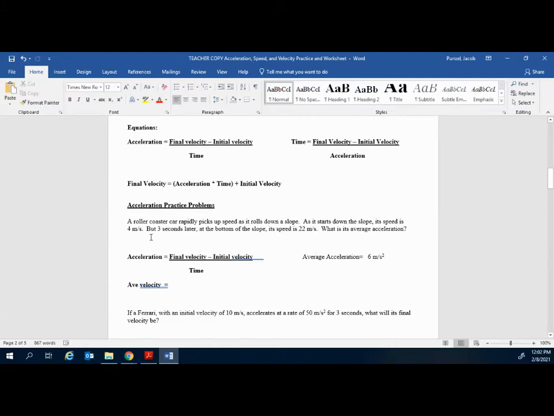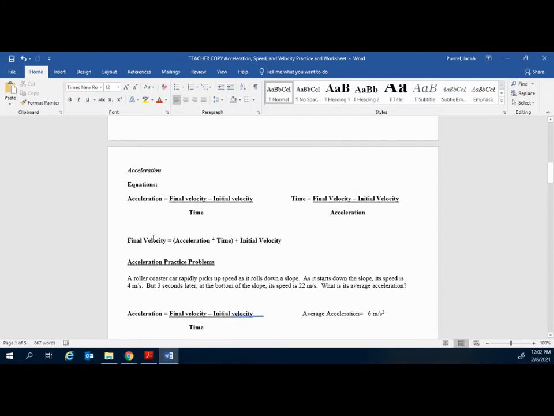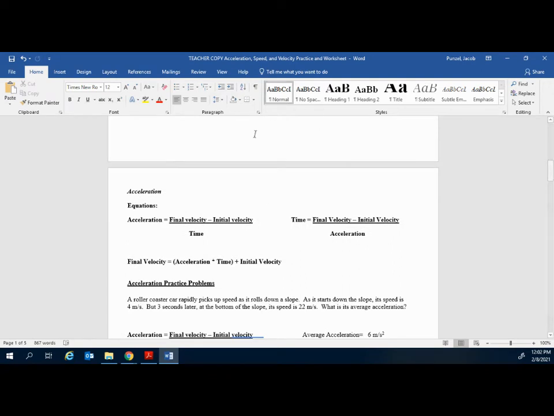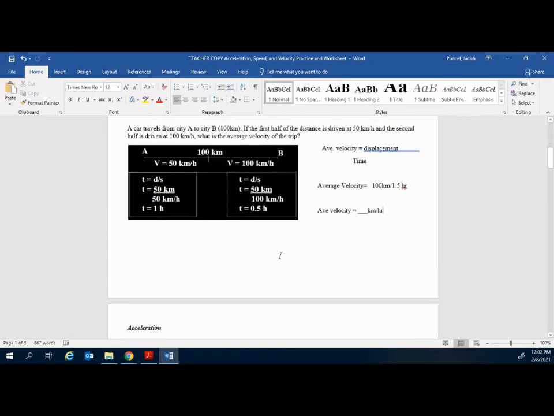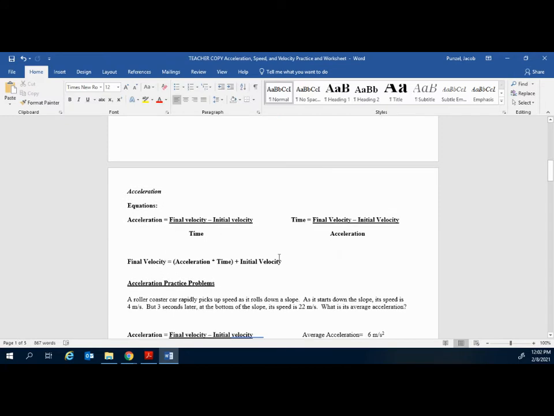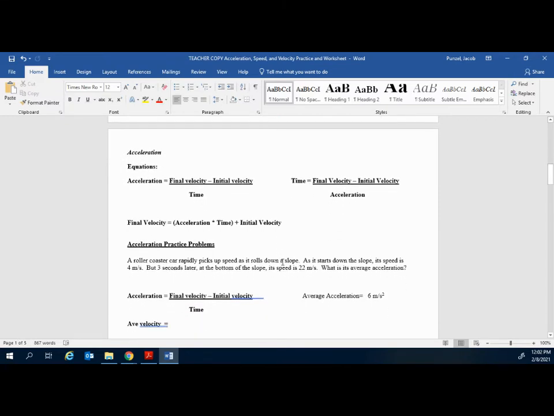All right, so this is going to be the second part of my explanation for the acceleration, speed, and velocity practice worksheet. We just finished off with that average velocity question. Now we're going to move on to acceleration.